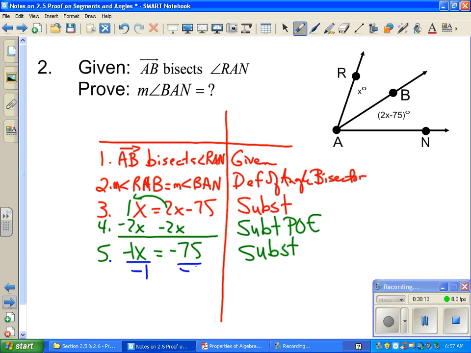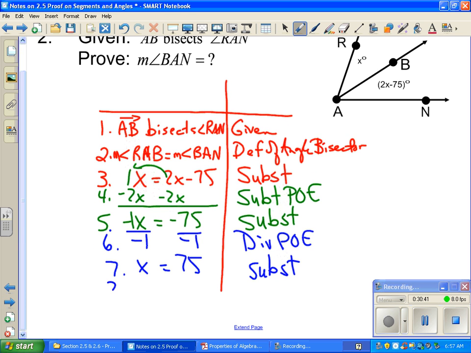So let's divide by negative 1 for step 6. That's division property of equality. And substitute in the answer for what that would represent. So in number 7, x equals 75. So we have solved our problem, but then we look back up here and we go, well, gosh, I'm not just supposed to stop there. I'm supposed to find the measure of angle BAN.